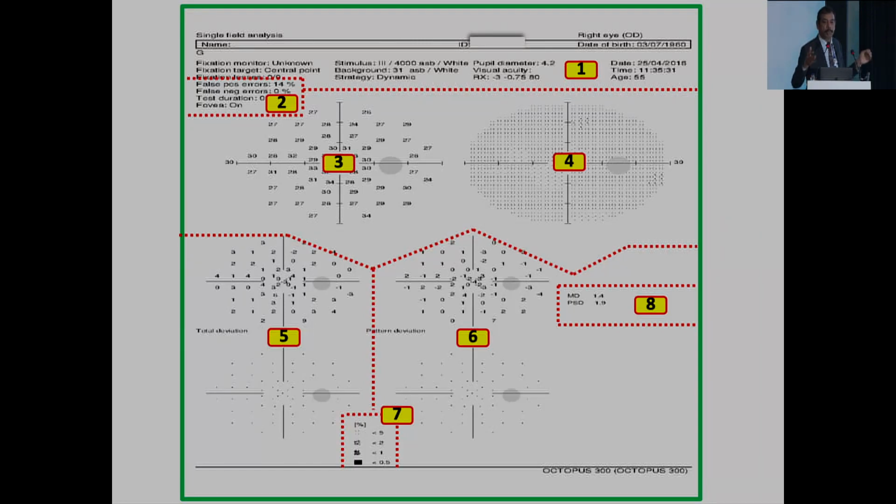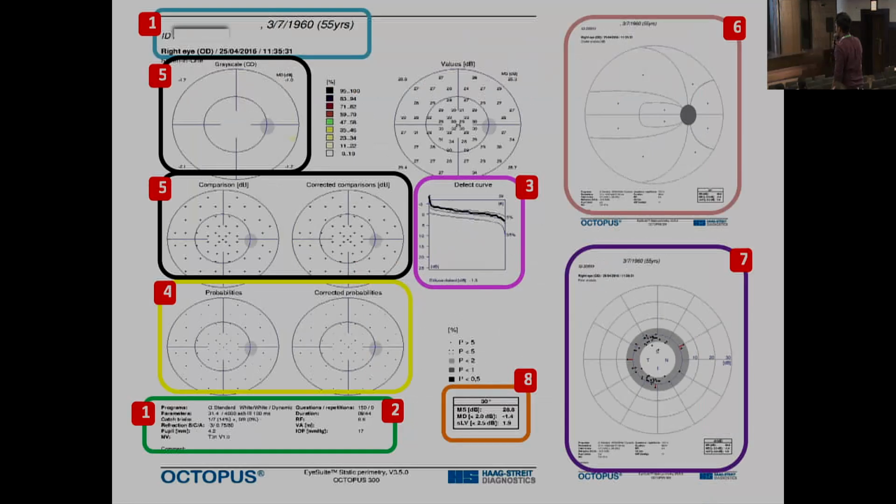Zone 2, anybody wants to comment? Yes, sir. Zone 2, wonderful. False positive error rate of 14%, false negative error rate of 0%. I just want to show you that fixation losses, same thing, there are no fixation losses noted. I just want you to see the same thing in zone 1 and 2 in the bottom.